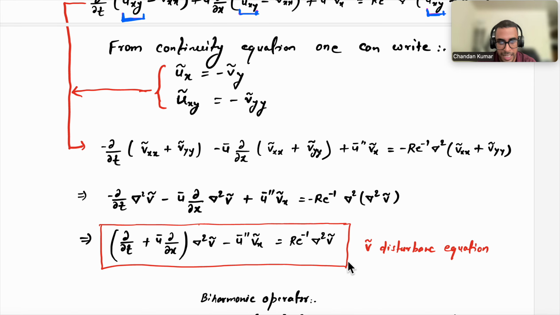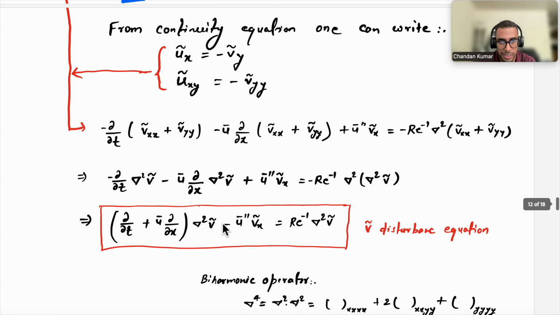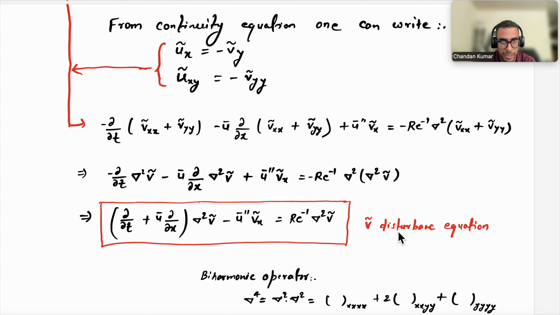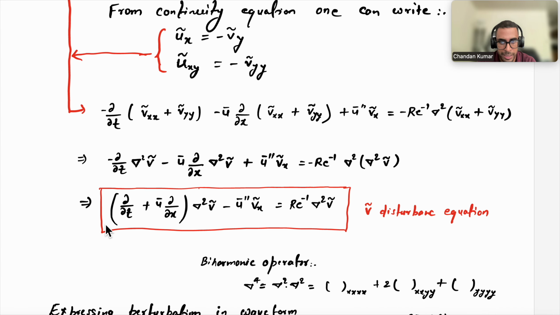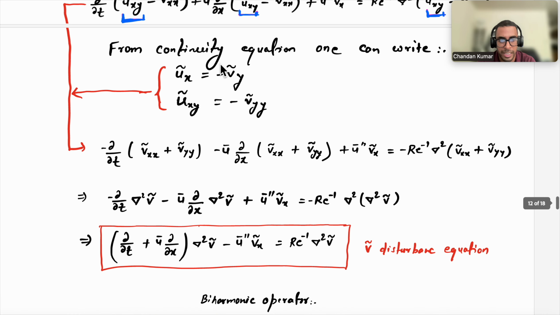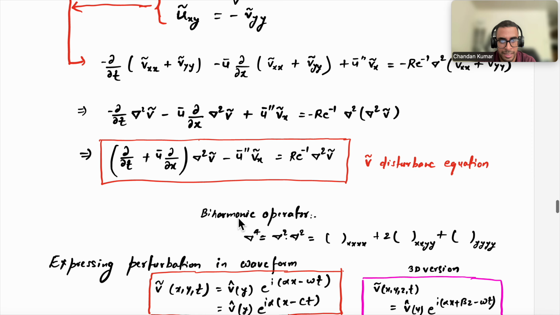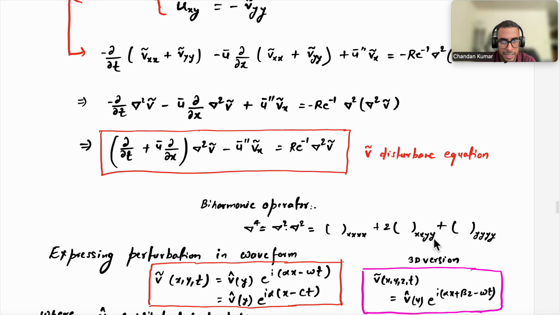After reducing it, we end up with this particular equation, which is a v disturbance equation. As you can see, in this equation there is only v perturbation, and there are u terms, but those are not perturbations, they are the mean u. So we have only the v perturbation. Now we have only the v disturbance equation, and we need to solve only this equation. Once we have the v disturbance, from all the relations we saw at the top, we can obtain the other disturbances. And here this is a biharmonic operator, and that can be expressed in this form.